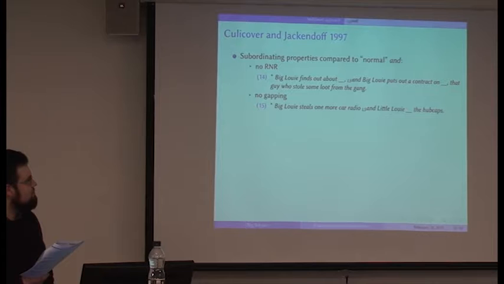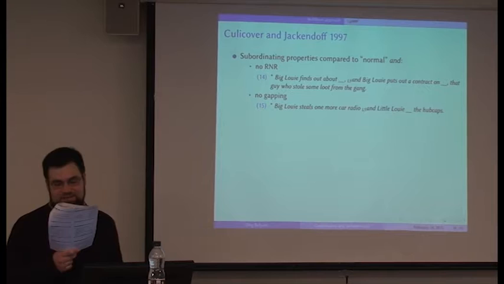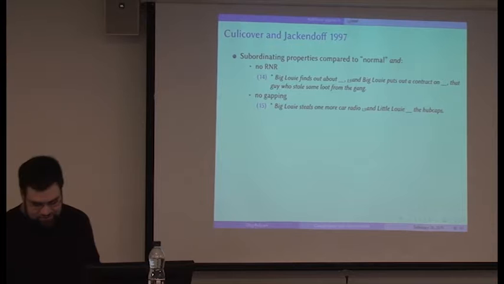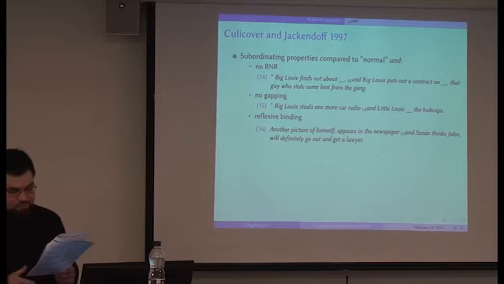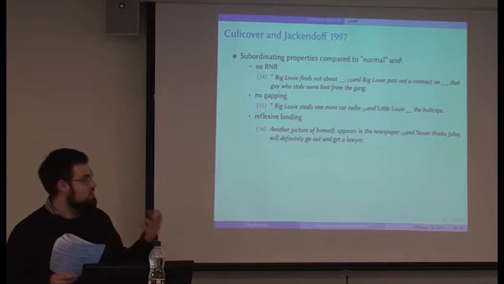So you cannot gap the verb in a sentence like "Big Louie steals one more car radio and Little Louie the hubcaps." You can do this in a normal coordinating reading, but you can't do this in the conditional reading. Then there is the possibility of binding a reflexive in the first clause from the second clause. So, "Another picture of himself appears in the newspaper, as Susan thinks John will definitely go out and get a lawyer." Finally, there is no across-the-board extraction from left subordinating "and".